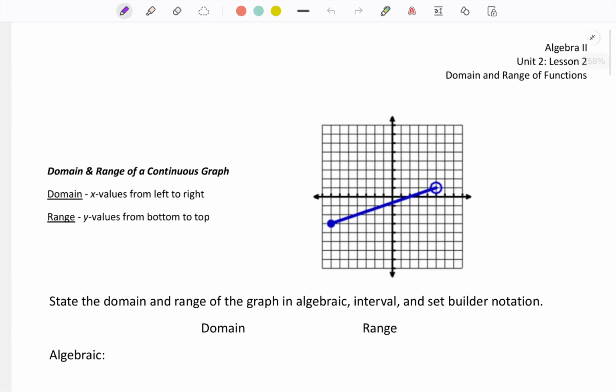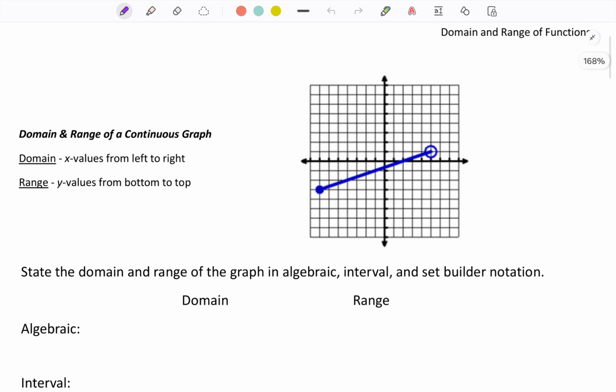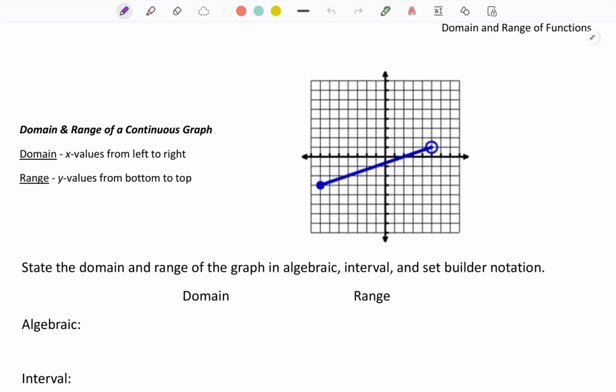So just a quick review: domain and range of a continuous graph, which actually applies to any graph really and truly. Your domain is the x values from left to right. So you always start with as low as you can go and move up to as high as you can go. And so that is left to right for domain. With range, you have the same strategy. Start with as low as you can go and go up to as high as you can go. And that is actually going from down to up on your y-axis.